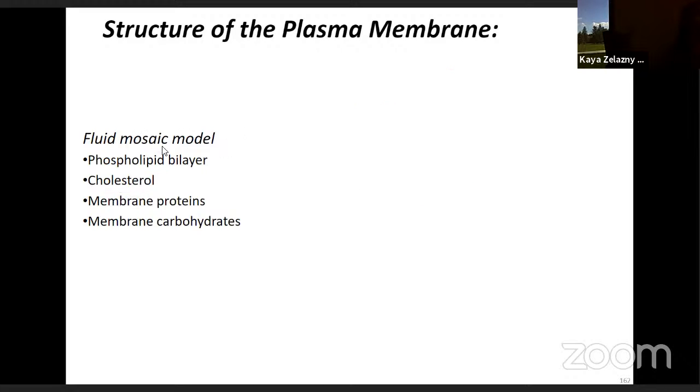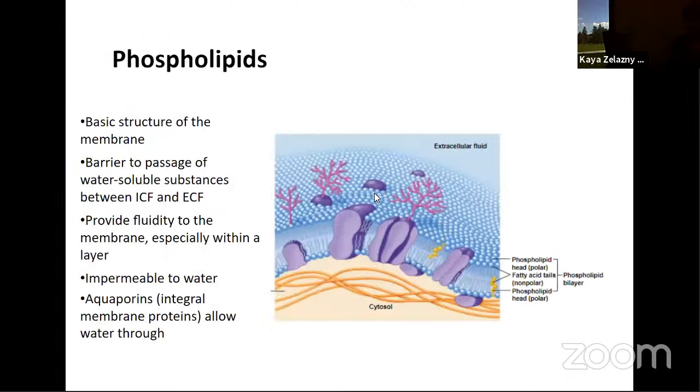So those are our mosaic pieces as we start to build a membrane. Here's a better drawing. We'll go through their roles a little bit here. So the phospholipids are that base of the membrane, that barrier made up of two opposing rows of phospholipids. Now, their main role is to separate the outside of the cell from the inside of the cell.